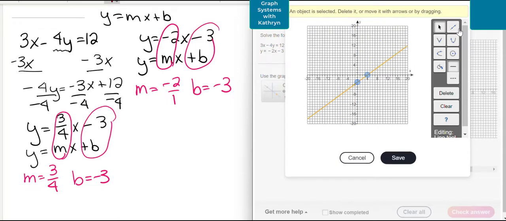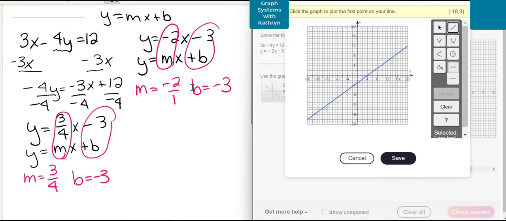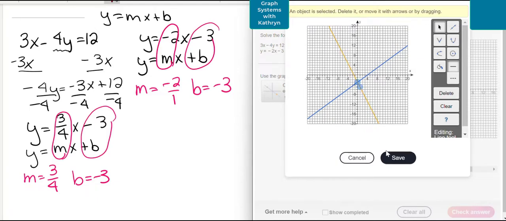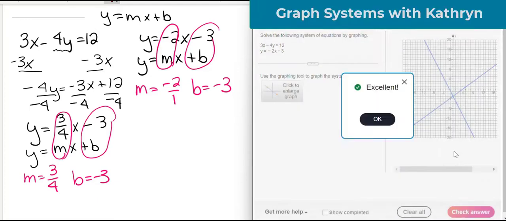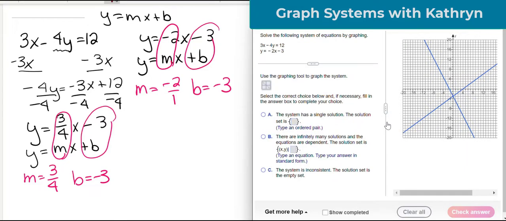Then we're going to graph the second one. Now my y-intercept is -3 again. I'm just going to move it till I have -3. There we go, 0, -3. And then I'm going to go down 2 over 1. All right, let's check it. Yay, good job.